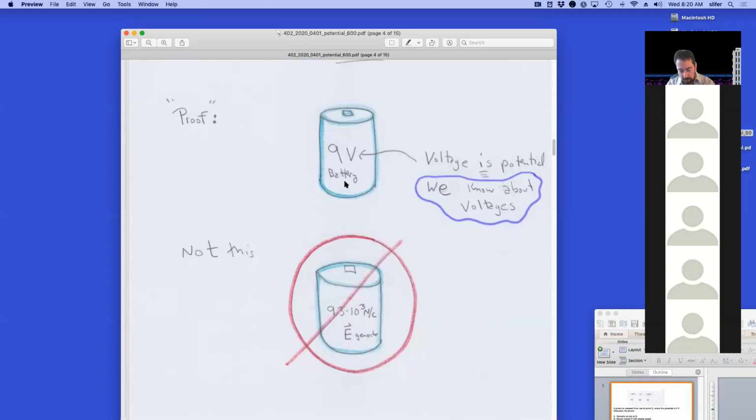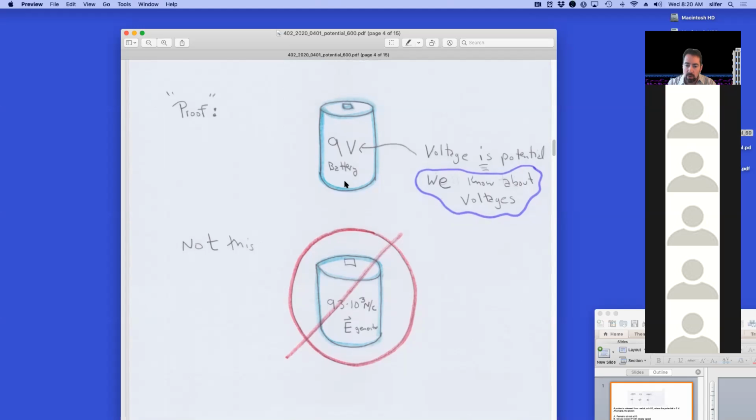So hopefully this gives you some inclination that the world has rendered its judgment. We could have done everything in terms of coulombs, or we could have done things in terms of electric fields, but it's so much more complicated. This is really the least worst option, this idea of voltage and potential. Okay, so that's not a proof.